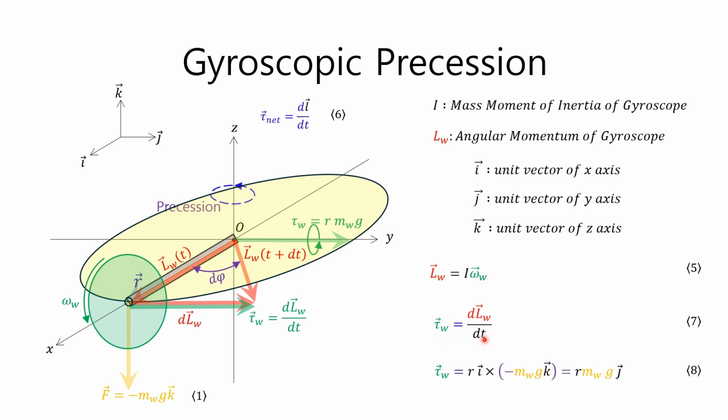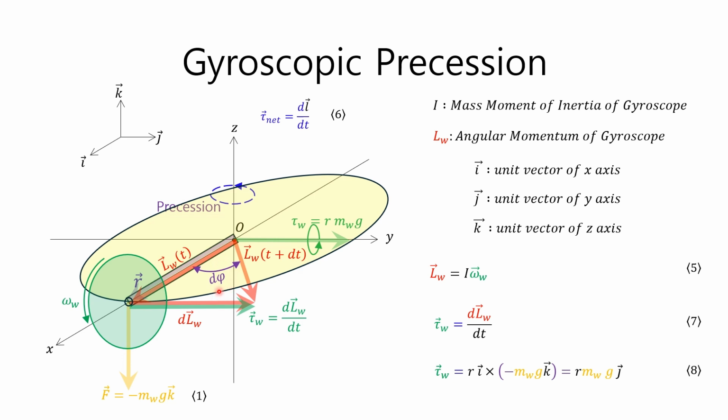The force due to gravity on the gyroscope can be expressed as equation 1 using the unit vector k. The position vector from the origin to the center of the gyroscope wheel is r, and the gyroscope load acts in the vertical downward direction, so the torque generated by gravity can be expressed as the product of these as in equation 8, and the direction of action is the horizontal direction perpendicular to these two vectors, as shown in the figure. In equation 8, vectors i, j, k are unit vectors that coincide with the x, y, and z axes, respectively. Angle dφ in the figure is a very small angle, but it is shown large for explanation.